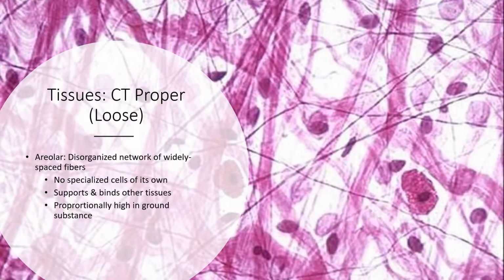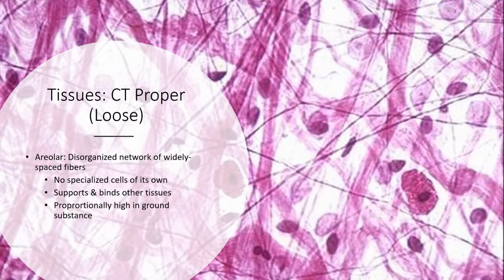Now let's go into different types of connective tissue. Again, we're going to focus on the roles and the functions of the connective tissues and only touch on how they look here in lecture. Lab is going to be all about visual identification. So connective tissue proper refers to all of the solid types of connective tissues.